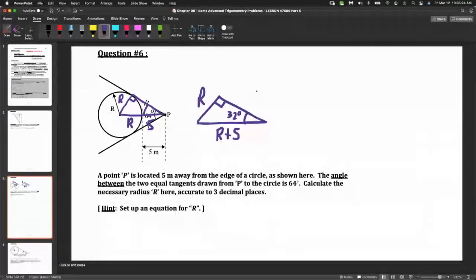From that point, we have a formula involving SOHCAHTOA. So here we have 32. Remember, that's opposite. And this, of course, is the hypotenuse. So we have sine. So sine of 32 is equal to R over R plus 5. That's the question, people. Not every question in this booklet is a marathon. This question is so short and sweet.